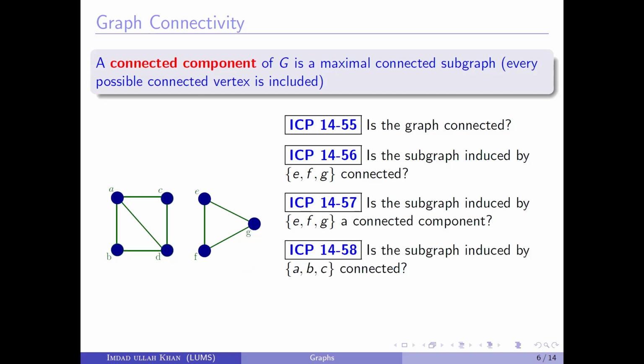Is the subgraph induced by ABC connected? If you focus on the subgraph induced by A, B, and C, that is this part of the graph. Sorry for the poor drawing, let me draw it once more. Are these three vertices connected? Yes, because there's a path from any vertex in that group to any other vertex in the same group. So the answer is yes.